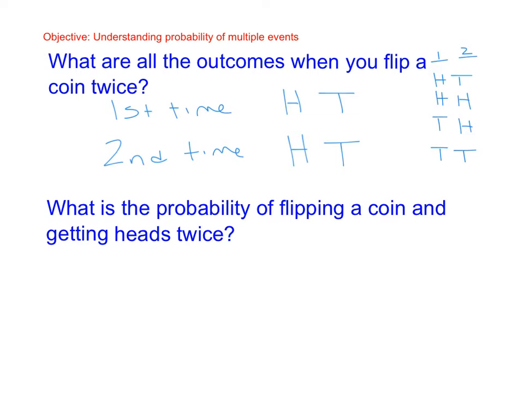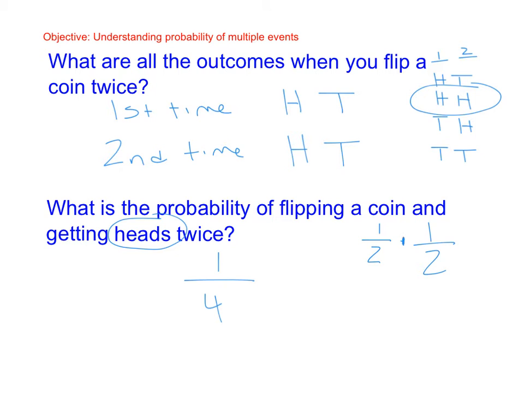So the probability of flipping a coin and getting heads twice is 1 out of 4. There's only one way to do that out of a total of 4 outcomes. Now, how do we do that quickly without drawing all this out? What's the probability of getting heads once? That's 1/2, 1 out of 2. And then the probability of getting heads the second time is 1/2. What do I do to 1/2 and 1/2 to get a quarter?